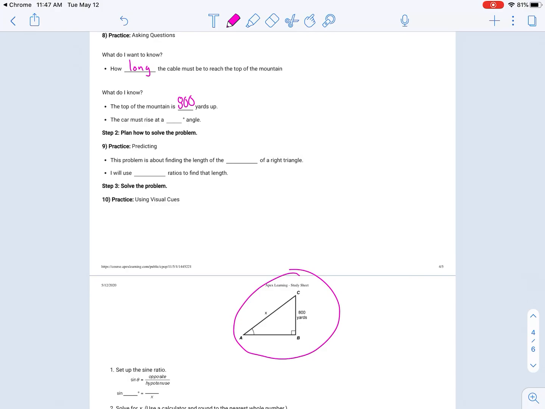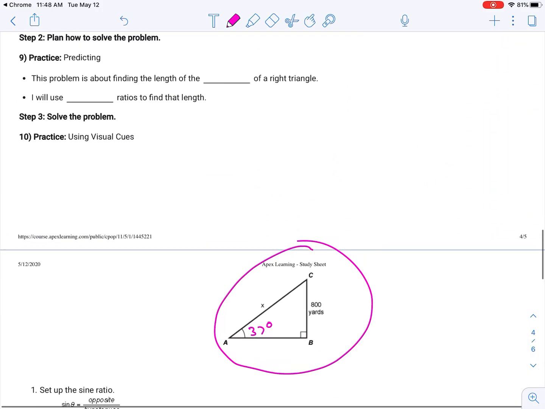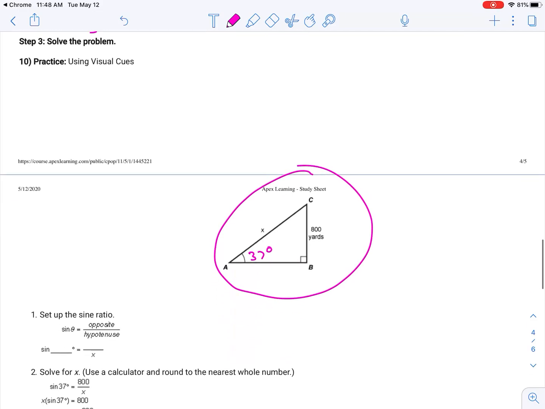I don't know if this was given to you guys somewhere else, but I can give it to you now. It's 37 degrees. And the problem is about finding the length of the, well, we need x. So what's x of this triangle? It's the hypotenuse. I will use the trig ratios to find the length.